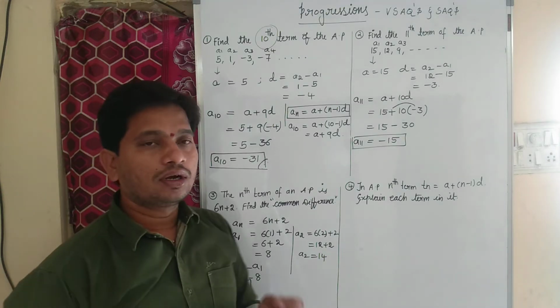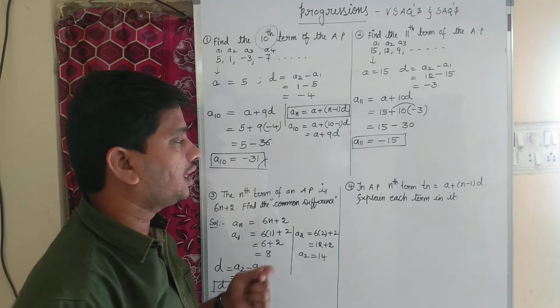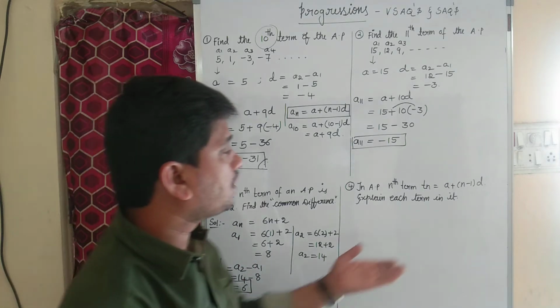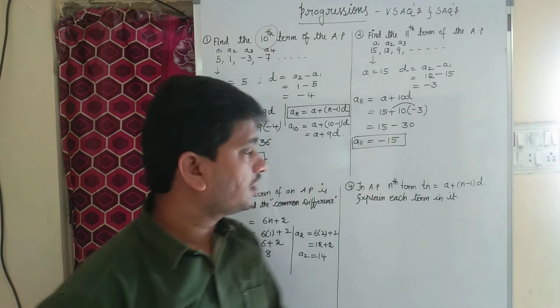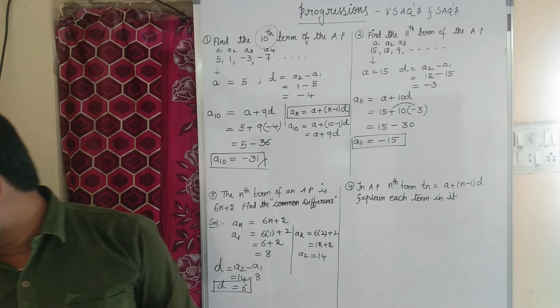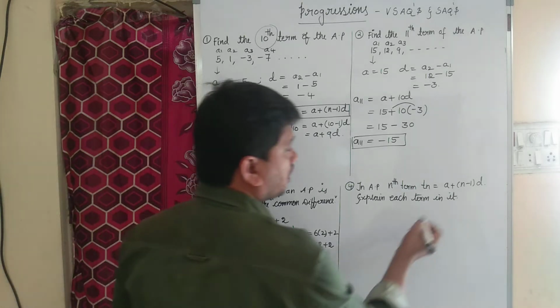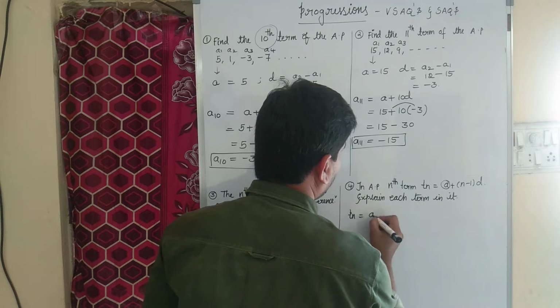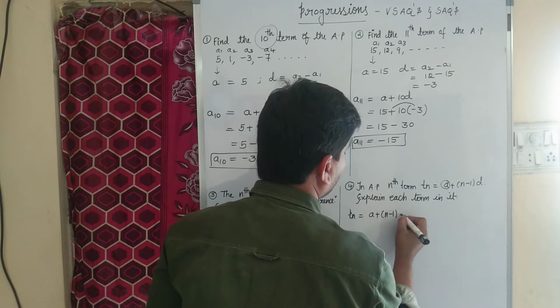In AP, nth term Tn equal to a plus n minus 1 into d. What is the nth term of an AP formula? A plus n minus 1 into d. Explain each term in it. So first one is what? As we have a here, nth term Tn is given a plus n minus 1 into d.